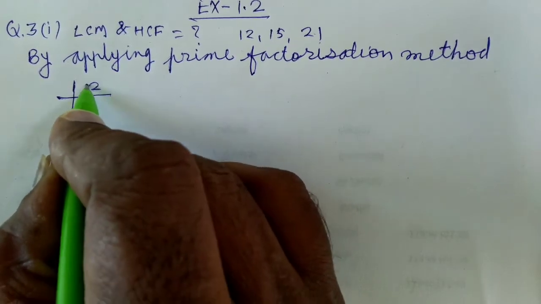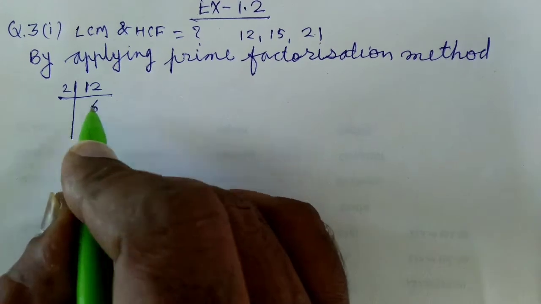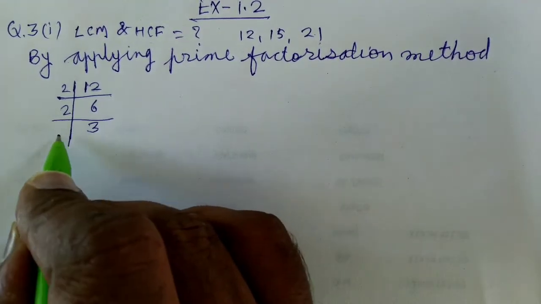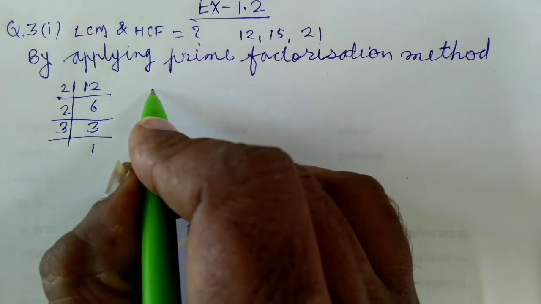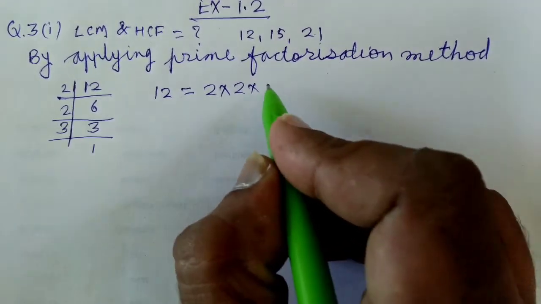We have given 12. So 12 is divisible by 2. 2 sixes are 12, simple. 2 threes are 6. 3 ones are 3. So the prime factors of 12 are 2 into 2 into 3.